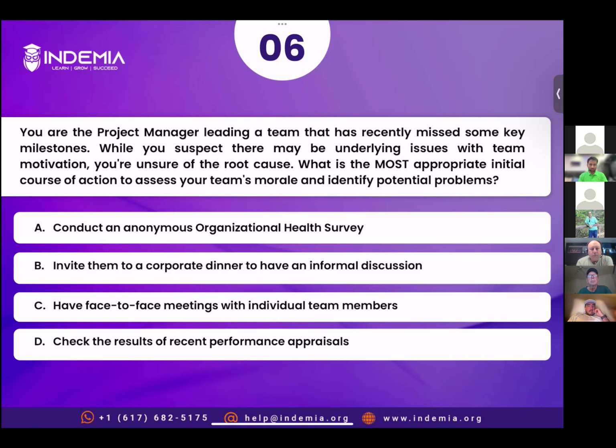So the correct answer is option C, have a face-to-face meeting with individual team members. Why? As Lala mentioned, the best form of communication is face-to-face and direct communication. If you want to understand the underlying reasons or root causes, have direct discussion with the team members. So rather than going for surveys or other informal ways, have direct communication and try to understand the reasons behind lack of motivation. So the correct answer is option C. All other options are incorrect. Let's read the explanation.